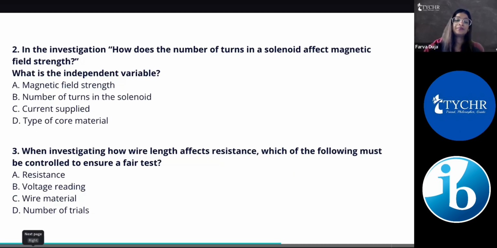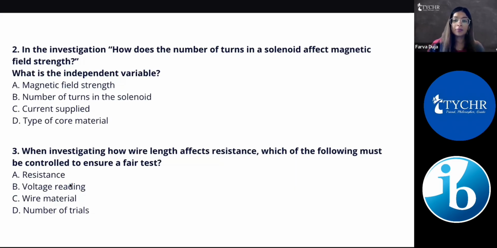Nobody knows? It is the wire material. Good job. Because think about it, okay? If I measure the resistance with a nichrome wire, then after that I take a copper wire and I compare it, it doesn't tell me anything about length because the resistance probably changed because the material is different.